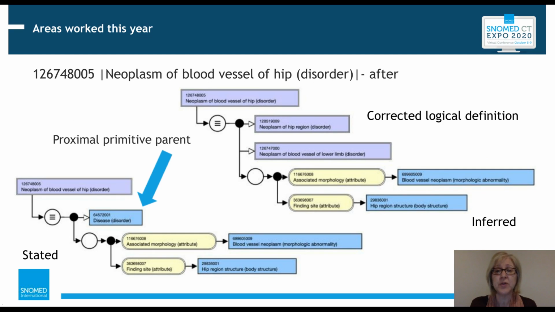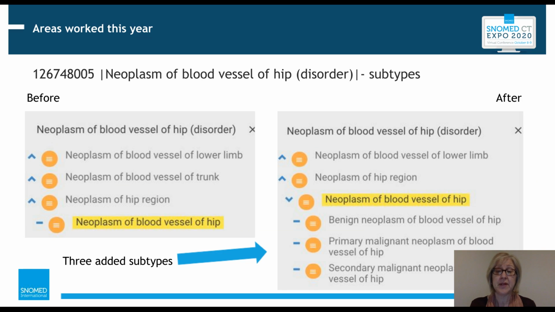Now, SNOMED International uses a proximal primitive parent modelling approach, and so this concept was remodelled using this, and the stated proximal primitive parent became disease. The classifier, when it was run, resulted in the concept neoplasm of blood vessel of trunk no longer being one of the supertypes present, and the second, incorrectly inferred relationship group was gone. In addition to that, the modelling change also resulted in 3 subtypes. So these concepts that should have been subtypes of it weren't, and now they were because of the correction.